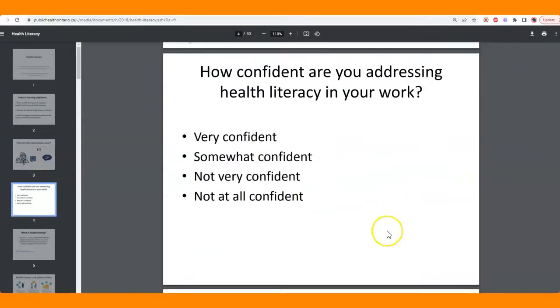So ask yourself, how confident are you addressing health literacy at your workplace? Very confident, somewhat confident, not very confident, or not at all. Okay? Have this question at the beginning of this quick presentation, and then reflect on it after we go through some of the tools and resources available, and you can see how your work is doing with addressing health literacy.